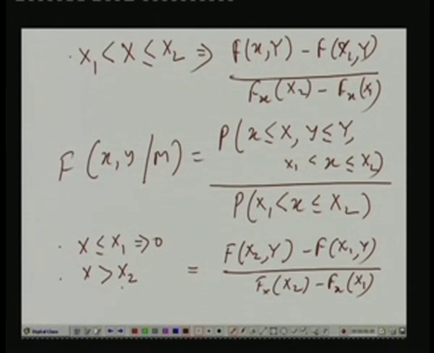Okay, and what will the density be? This is independent of x, and here del square F by del x del y will give rise to p of x, y. So, here p of x, y divided by whatever we have here, this constant. In the other two cases it will be 0. Okay. So, I stop here today, and in the next class we start from here. Thank you very much.